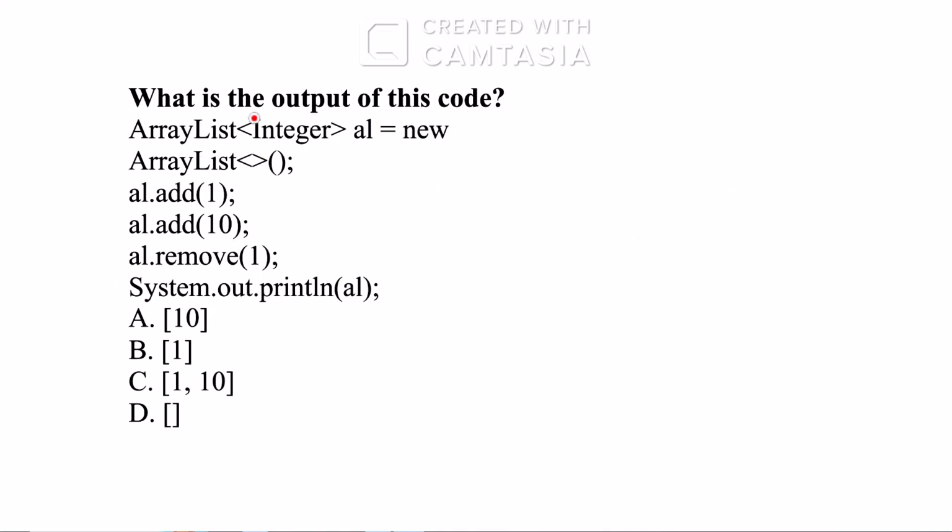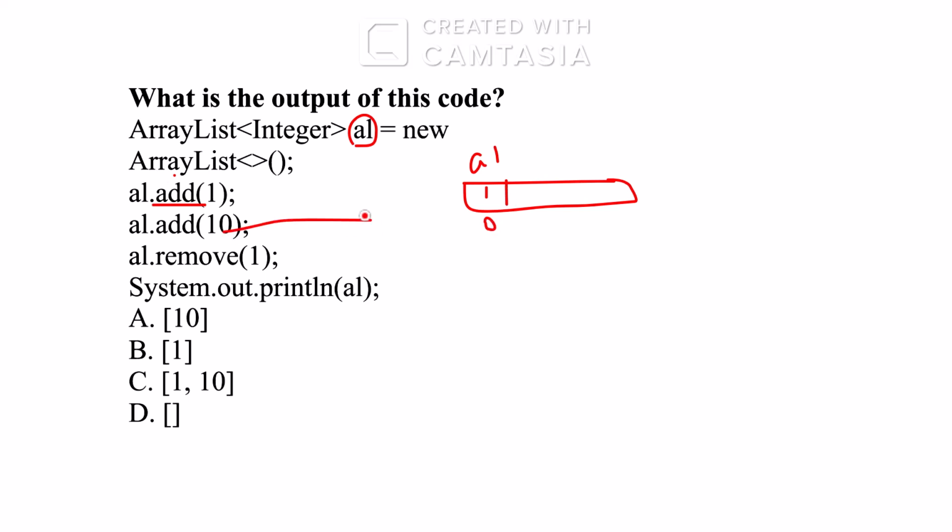This is one tricky question. I used to love this question. We have created an array list called AL. Then in the next line, we have added 1 to this AL list, at index 0. Then I am adding 10 to the next index, so it will be added at index 1.